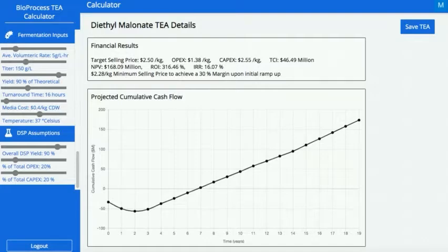As mentioned, results are updated in the main window. There are several key outputs. Firstly, at the top of the page is the summary of the financial results. These include the target selling price, the operating OPEX and capital CAPEX costs per kilogram of product, the total capital investment needed to construct the facility, the project's estimated net present value, return on investment, and the internal rate of return, and the minimum selling price required to achieve a given target margin.